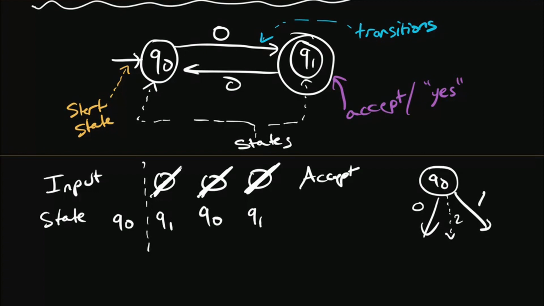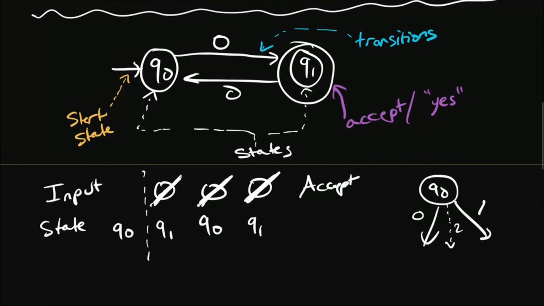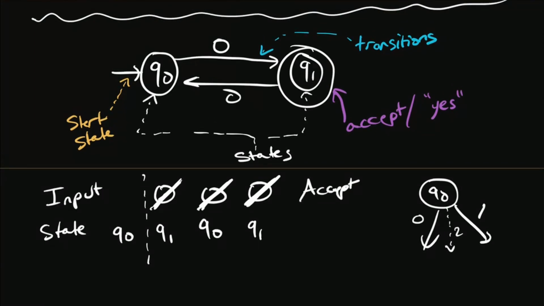If I fed you the string 0, 0, which has two zeros in it, what would you say on that input? No, or reject, or whatever your favorite word is. Here's another thing. Could I have said Q1 is not an accept state, neither is Q0? Neither state is an accept state. Could I do that?